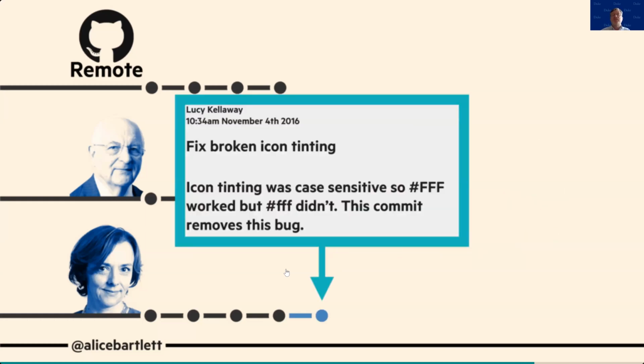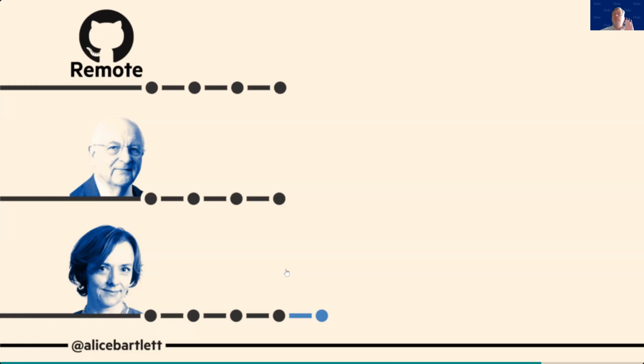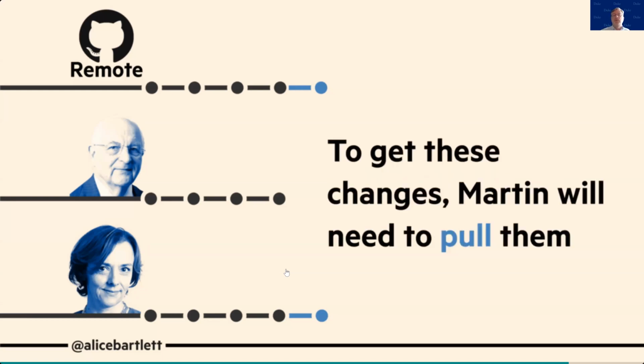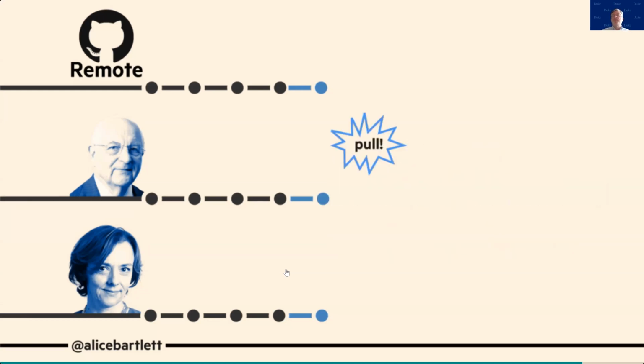All right, so here's what happens. Lucy comes in and she fixes some kind of tinting, the coloring of something. So she makes that commit. And then she's going to push it back up to the remote, right? That's called a push. And now Lucy and the remote are up to date, but Martin is one behind. So it's a very simple operation in this kind of collaboration. Martin goes up to his computer and he does what's called a pull. And as soon as that pull happens, then all 3 copies are synchronized, right?